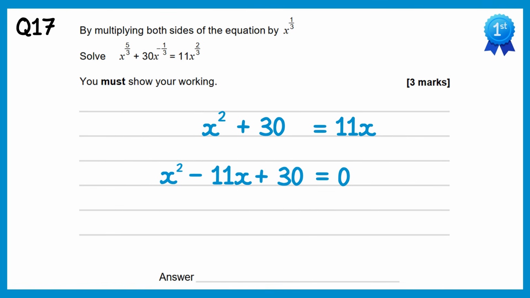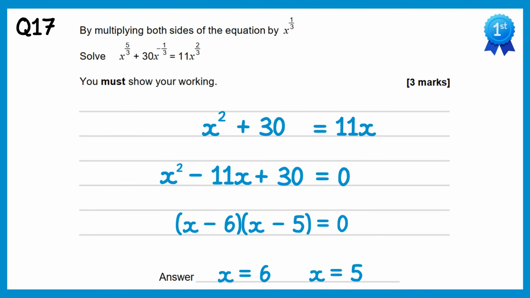This one also factorizes. It's (x take 6)(x take 5) equals 0, which gives you two solutions, x equals positive 6 and x equals positive 5.